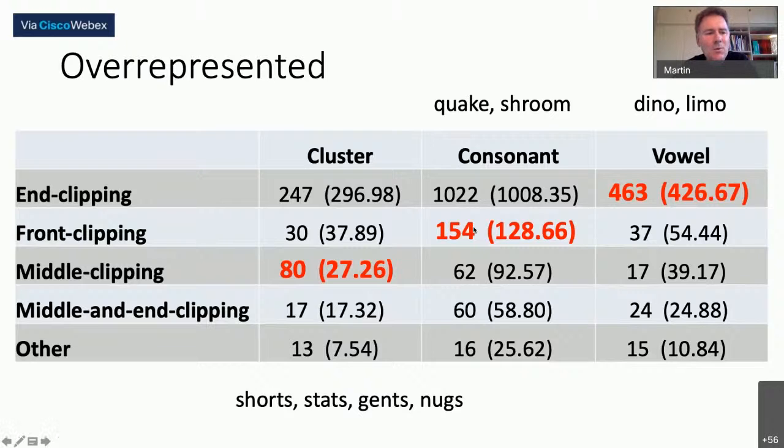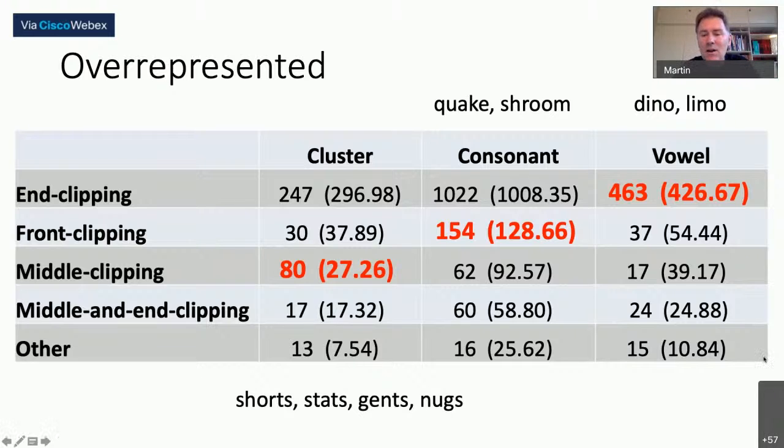Then we have front clipped words, which have a higher than chance probability of ending in a consonant. So two examples there would be quake from earthquake and shroom from mushroom. And well, no surprise, this is in line with recoverability. If you take away the front of a clipping, that makes it hard to recover the source word. So the least you can do as a speaker is to make sure that there's a final consonant to facilitate the hearer's job of recovering the source.